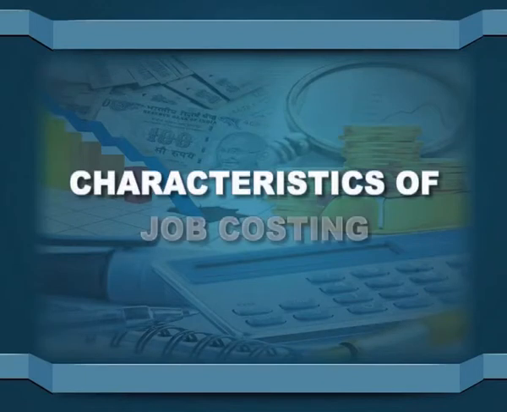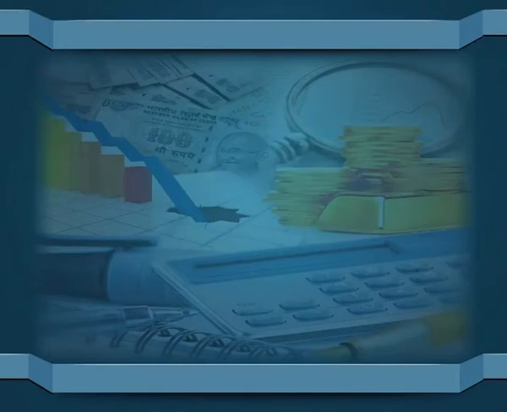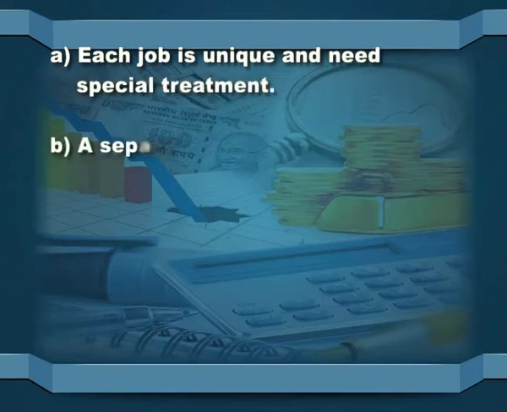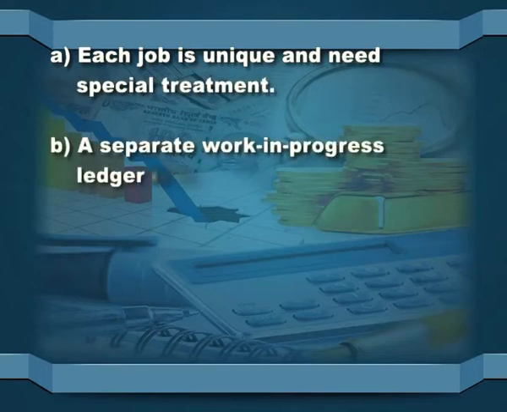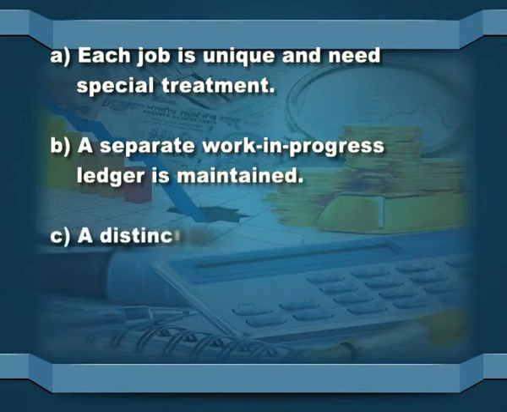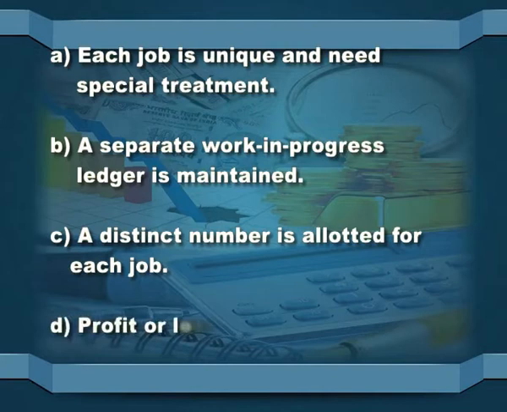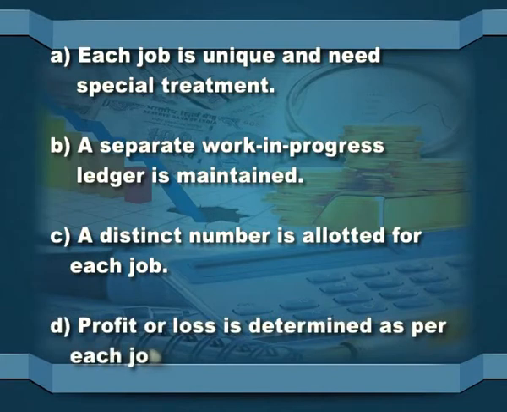Now let us look at the characteristics of job costing. A. Each job is unique and needs special treatment. B. A separate work in progress ledger has to be maintained. C. A distinct number is allotted for each job. D. Profit or loss is determined as per each job.